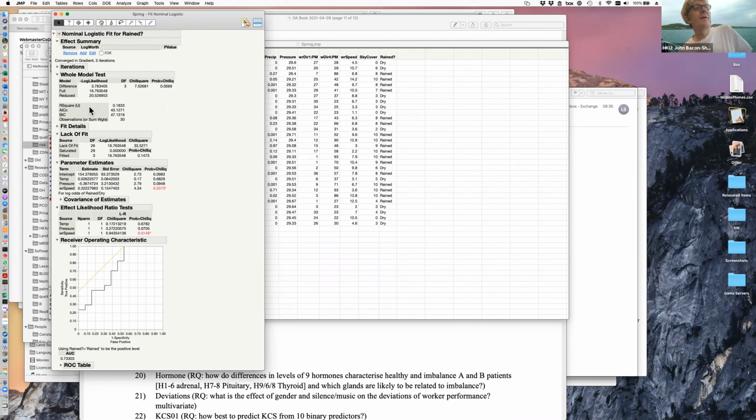So this is not a very good prediction model. And you'll see it's showing us the parameter estimates for the log odds of rain to dry. So this is telling us as the wind speed goes up, the chance of rain goes up. As the pressure goes down, the chance of rain goes up. So that's what we know.